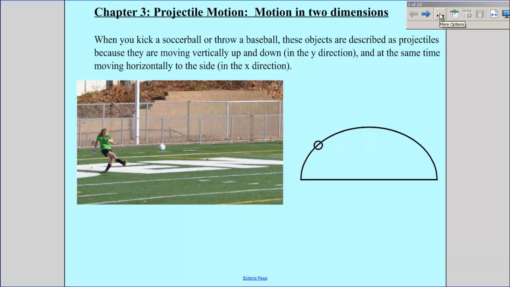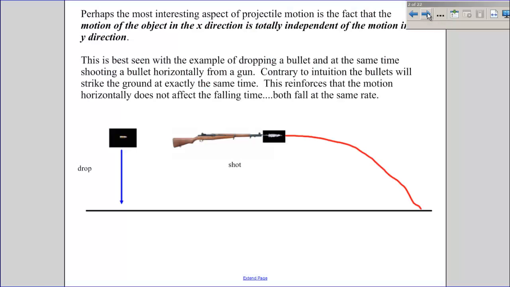Again, all of this content is review, so you have notes on all this from last year with Mr. Horrigan, and if you have any questions, just come see me. We'll do a practice set later in class. Remember, one of the most interesting aspects of projectile motion is that the motion in the x and y directions are independent of each other, which is kind of interesting.